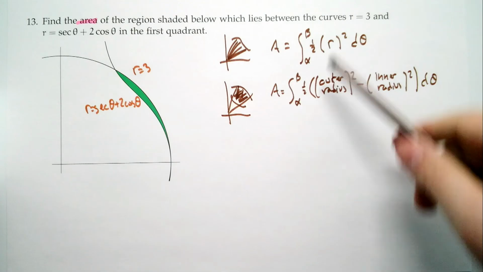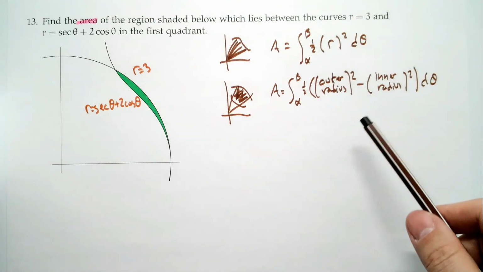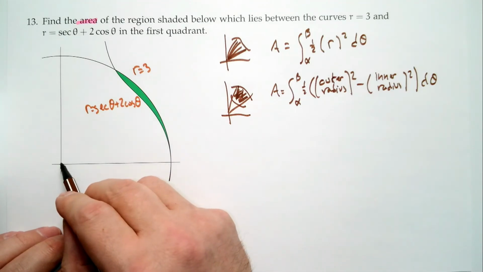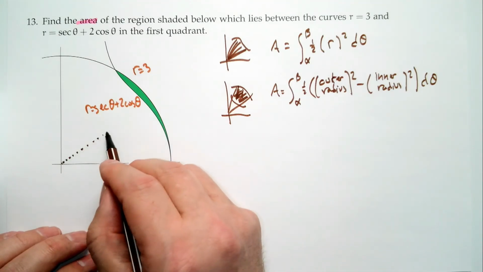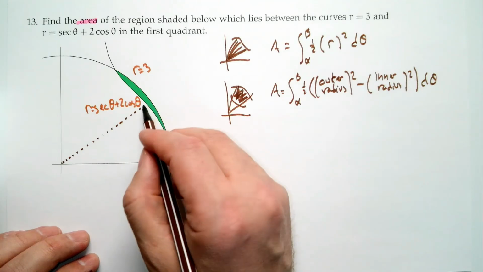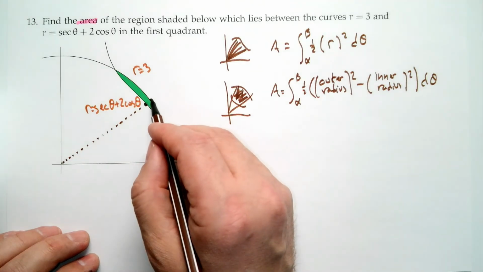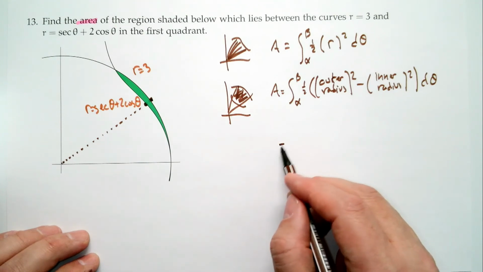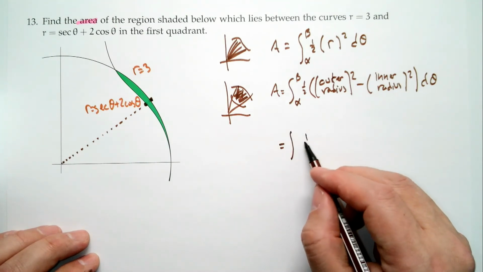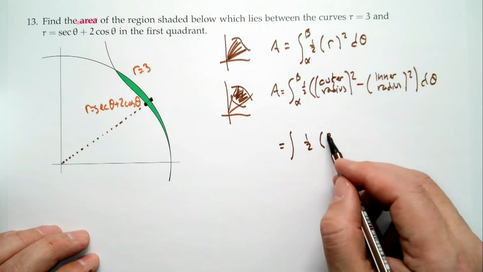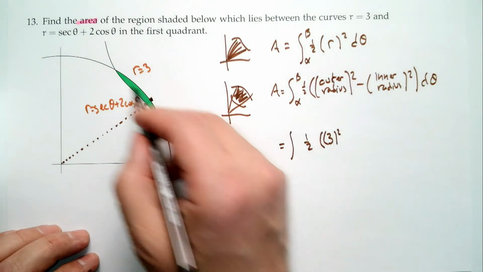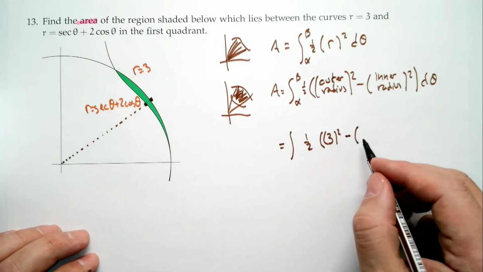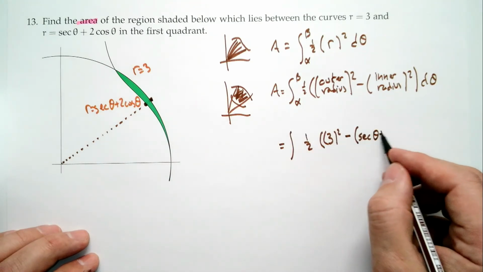Which one of these two are we in? We're in the second one. It might help to say which one's the inside and which one's the outside. If you're not sure, you go out from the origin and ask which one you hit first and which one you hit second. So what's our outside curve? In our case, it's the 3, the circle, the one that's furthest out. What's our inside curve? Not 3. It's secant theta plus 2 cosine theta.